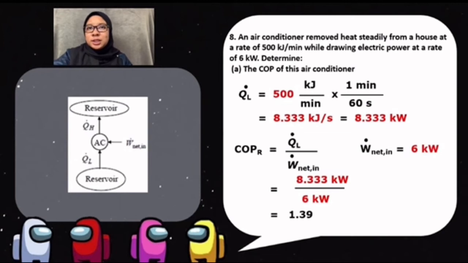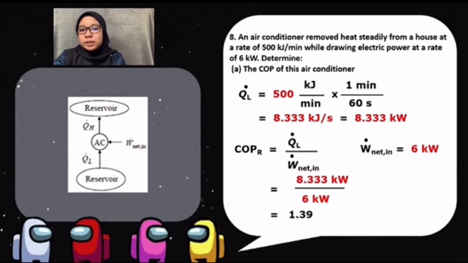An air conditioner removes heat steadily from a house at a rate of 500 kilojoule per minute while drawing electric power at a rate of 6 kilowatt. Okay, first we need to find the COP of this air conditioner. Then we draw the electric energy absorbed by the compressor and input the info. Q dot L equals 500 kilojoule per minute and W dot in equals 6 kilowatt.